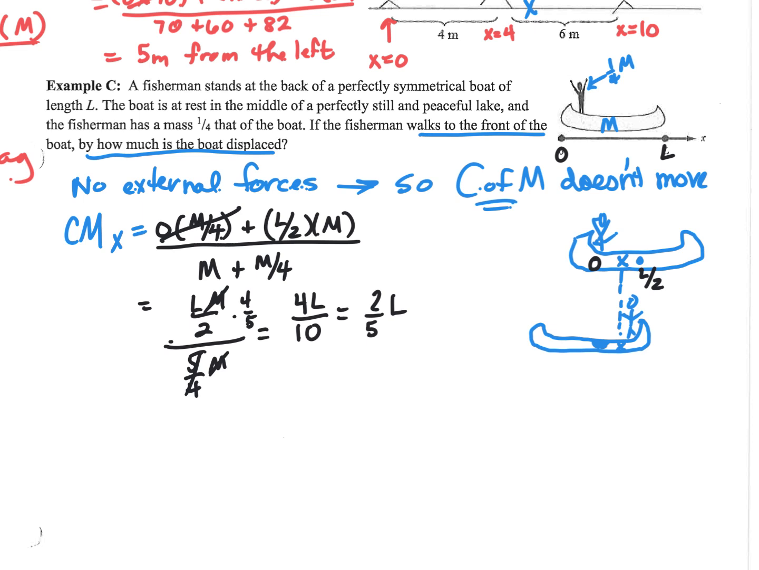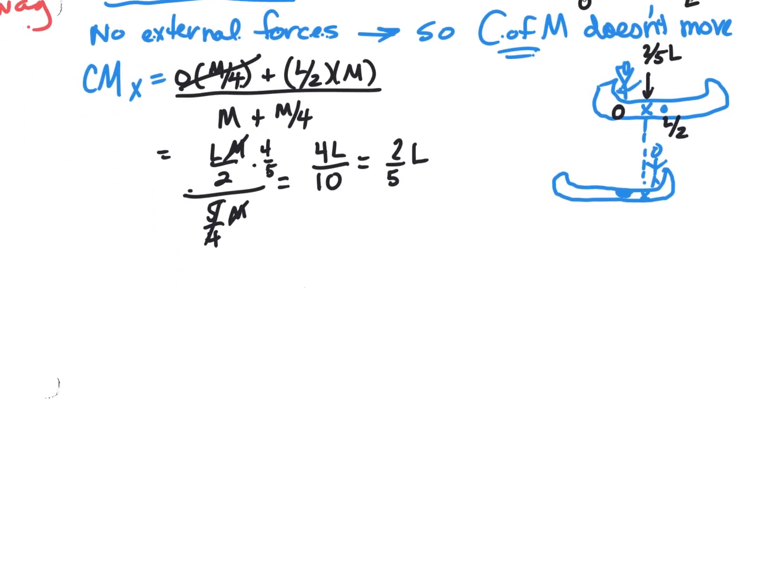So the center of mass in the beginning is at 2/5 L. So now we need to figure out where it ends up. So where does it end up? The center of mass afterwards. He is now down at L, isn't he? And the boat is still at L over 2.